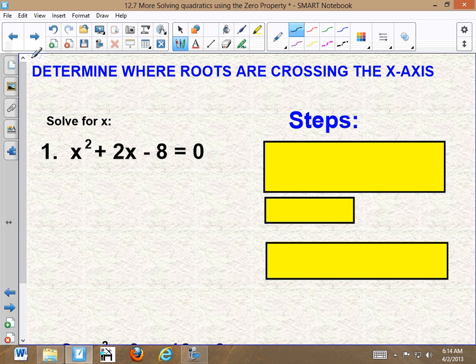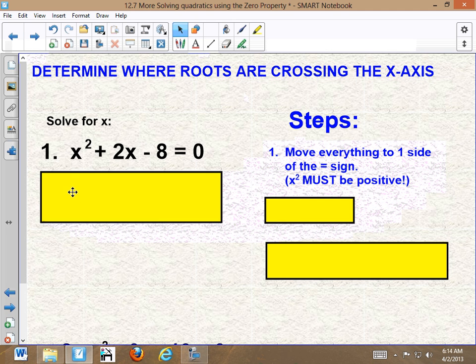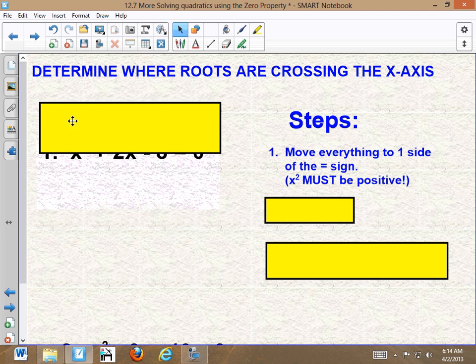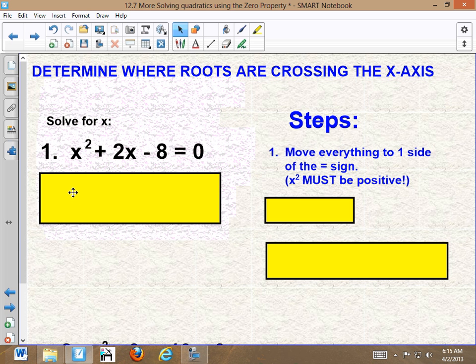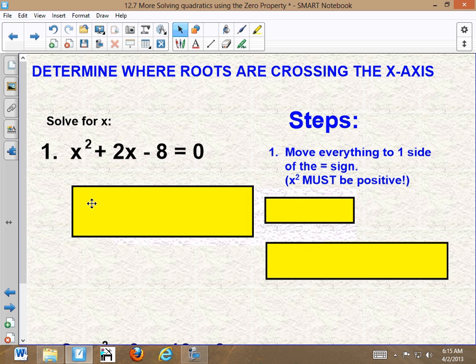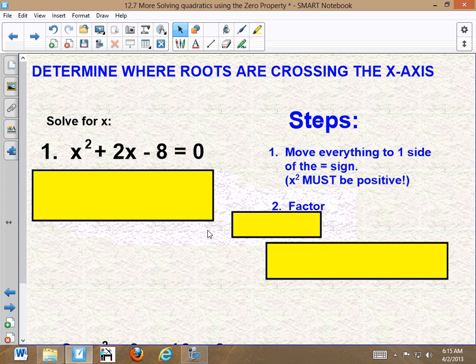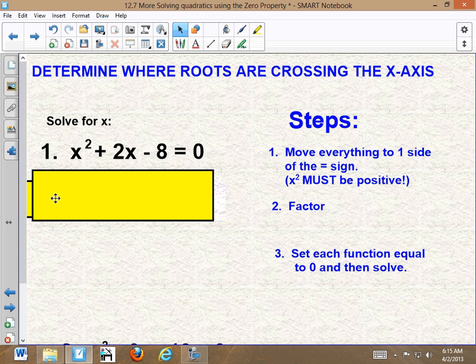Okay, on to today's lesson. I'm going to go ahead and put the steps out for you. There we go. Oh, it didn't release. Here we go. Okay. Go ahead and pause the video. Give them some time to write down the steps.